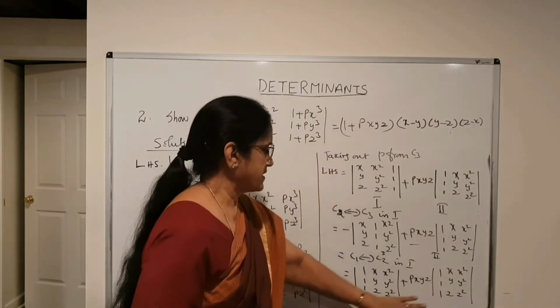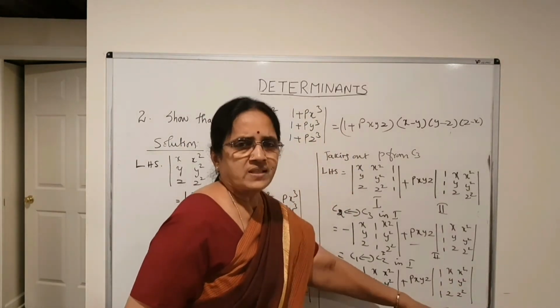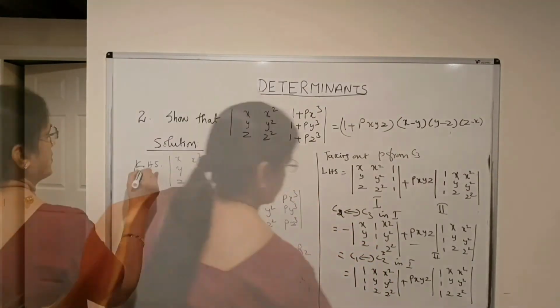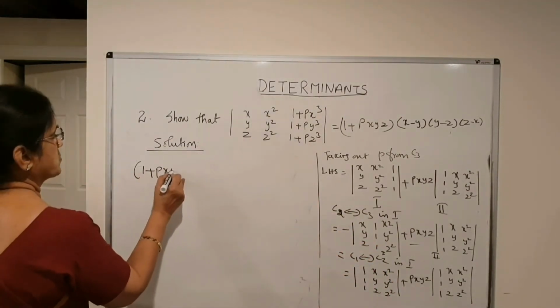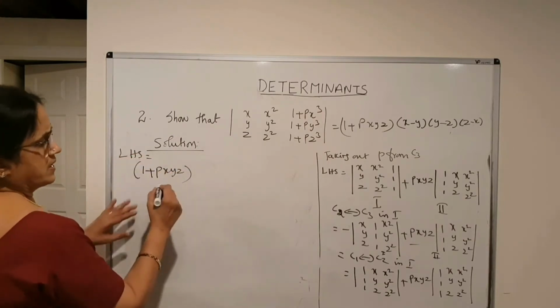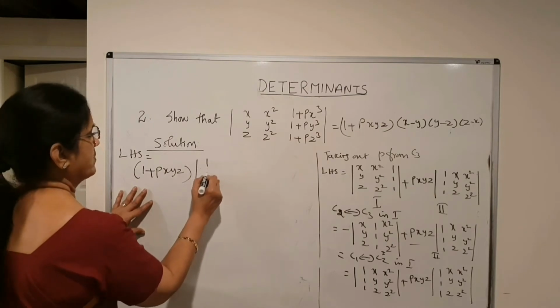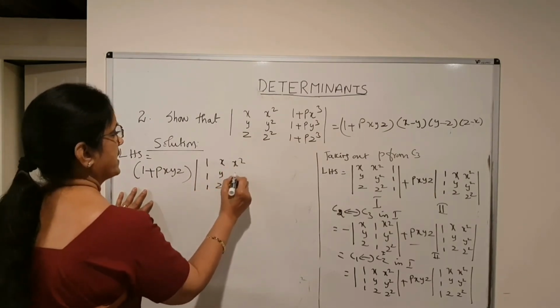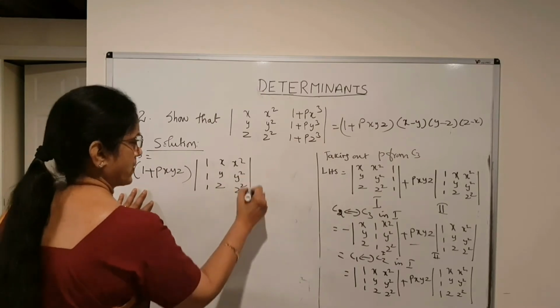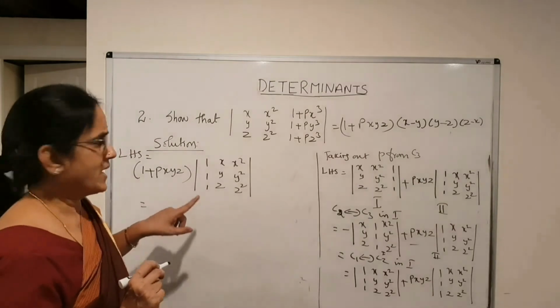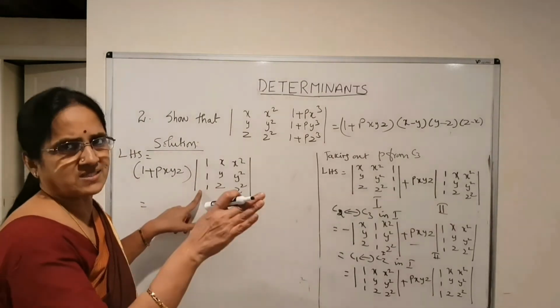That means both the determinants are one and the same. That I am going to take out as common. So I will be getting it as 1 plus p, x, y, z. This is LHS actually. Into determinant 1, 1, 1, x, y, z, x square, y square, z square. Now, it is easy for me to make these two entries 0 like the previous sum.